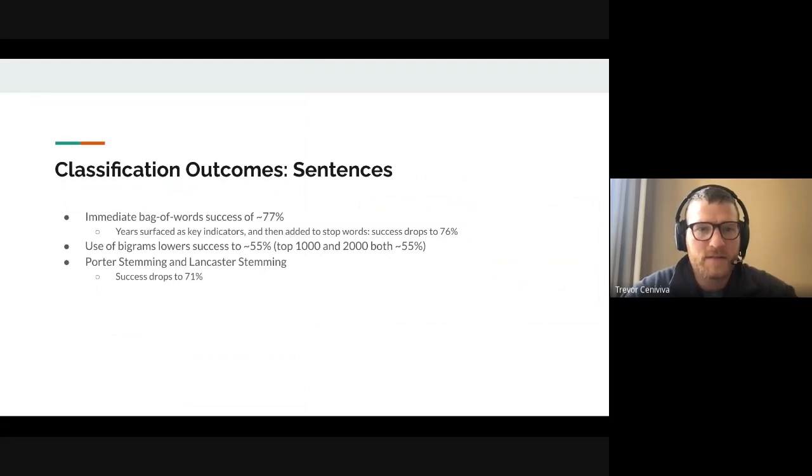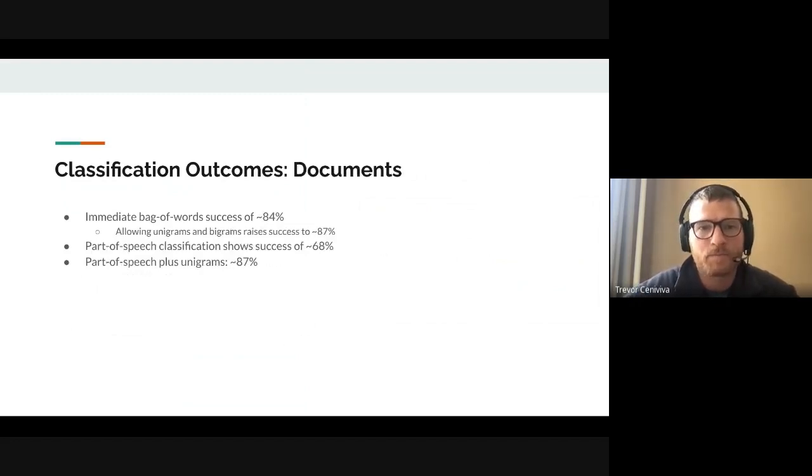Some of the outcomes at the sentence level, right off the bat, bag of word classification had a success rate of 77%. I pulled out years for the list of stop words, like 1917 or 1918, in order to sort of simulate an example where we didn't have actual proof of when the document was from, and that lowered the success rate only by 1% actually. And then bigrams were a little less successful, as well as stemming for the sentences.